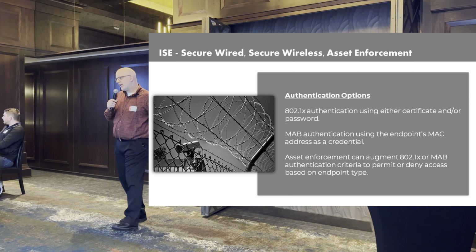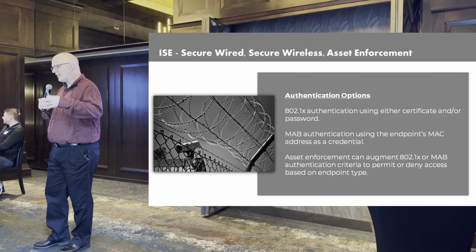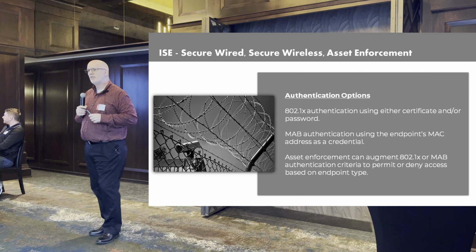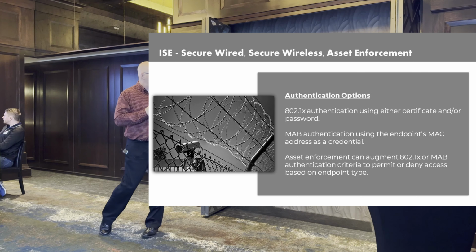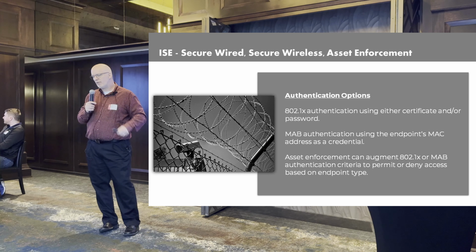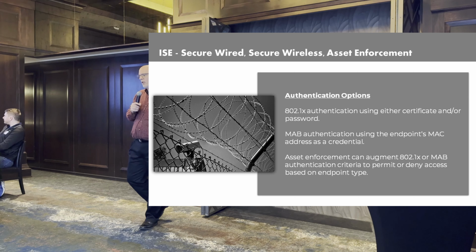And then asset enforcement, I talked about that a bit before, is where the ISE and your network infrastructure can profile a device to know what type of devices are trying to connect to your network. And that can be added to 802.1x and or MAB for an additional level of security, just to make sure that only collaboration components are connecting to your network infrastructure.